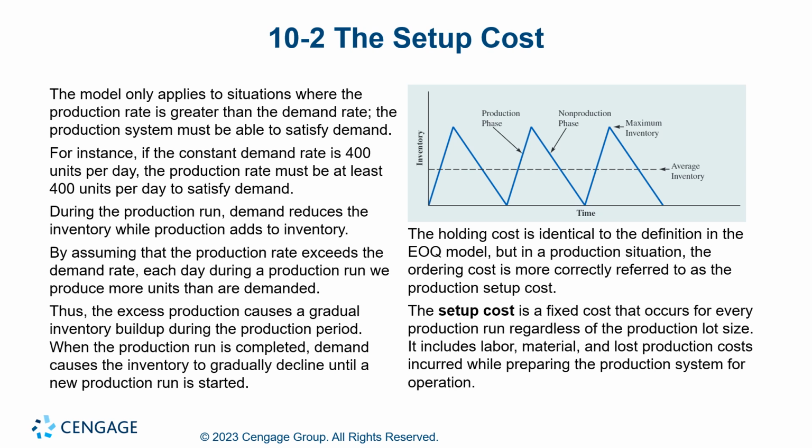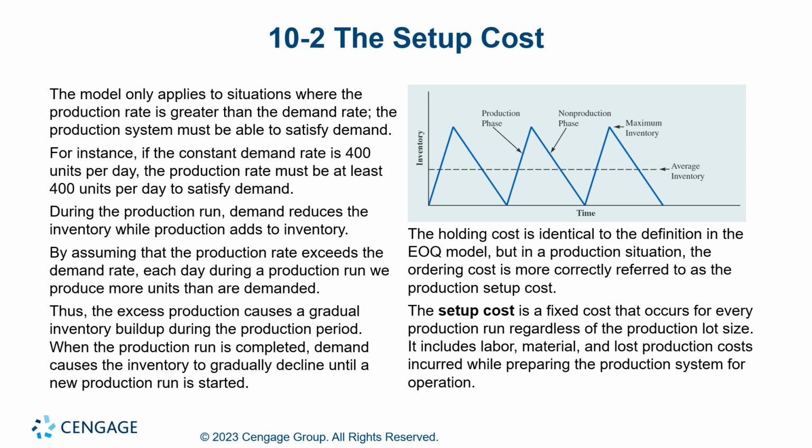And this is the production phase, it goes up. And then this is the demand phase, or the non-production phase. And then when it reaches the replenish point, it goes up again, and it goes up gradually, unlike the EOQ model that we have seen before. So the excess production causes a gradual inventory buildup during the production period, and when the production run is completed, the continuing demand causes the inventory to gradually decline until a production run is started.